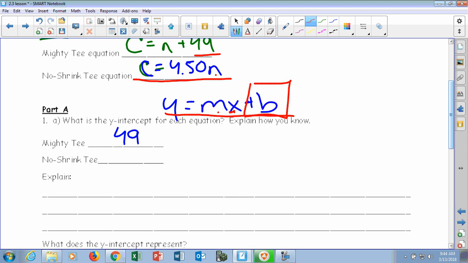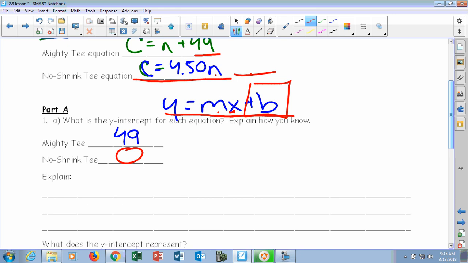Well, we know that y-intercept is our b. Do we have a b? No, so what does that mean when we don't have a b? It's 0. Exactly. So to find the y-intercept, you're going to be looking out here to the right. But since there's nothing there, it's just 0.